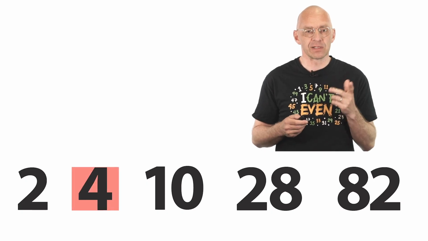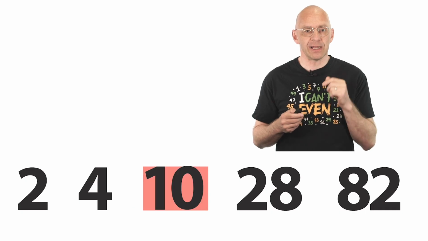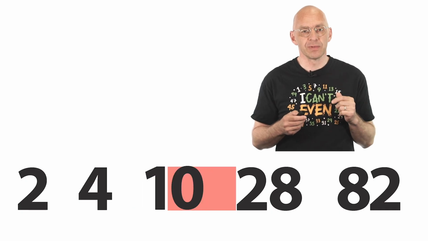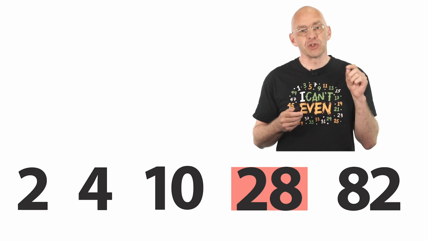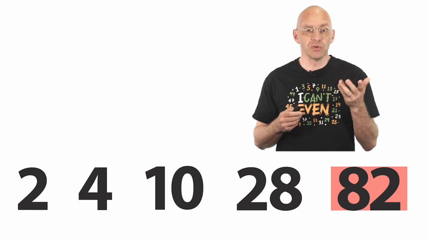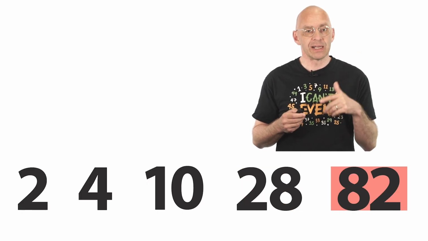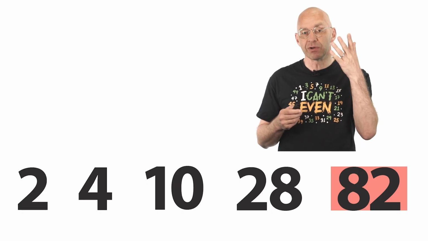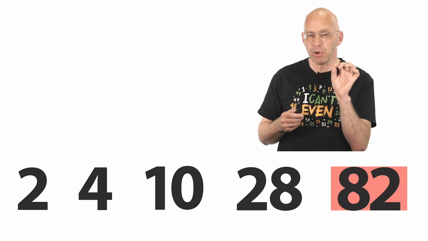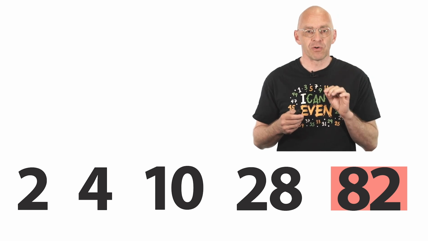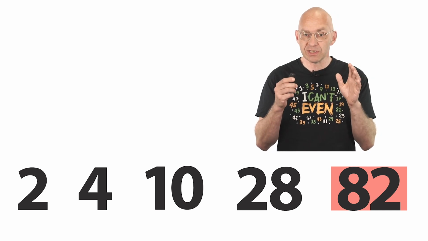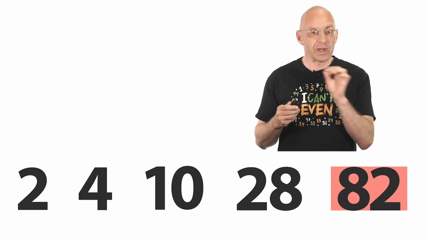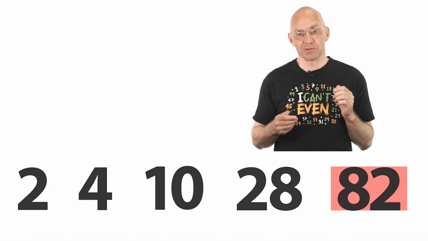4, that's 3 plus 1. 10, 3 squared plus 1. 28, 3 cubed plus 1. 82, 3 to the power 4 plus 1. And let's not forget 2 at the beginning. 2 is 3 to the power of 0 plus 1. The plot thickens. And based on what we've got so far, we conjecture that exactly the numbers 1 up from powers of 3 are special.